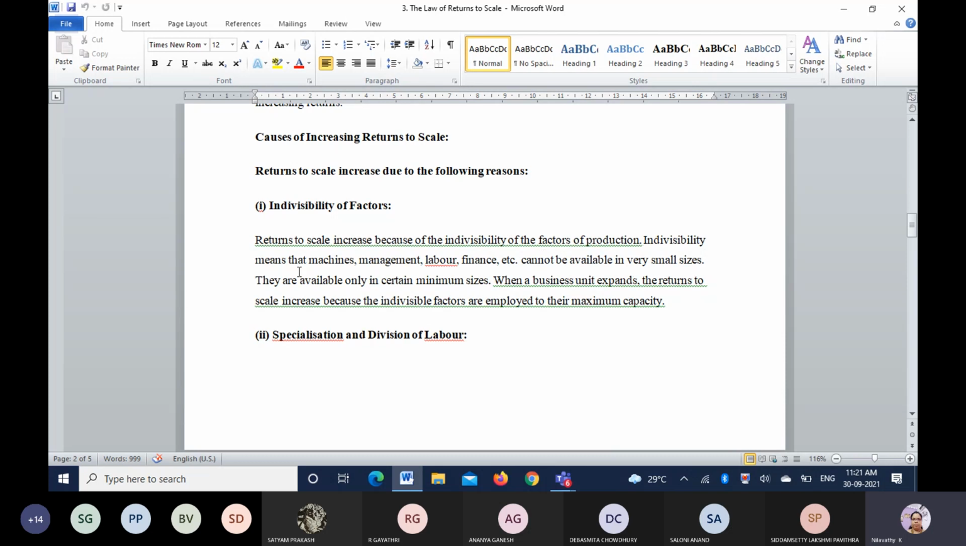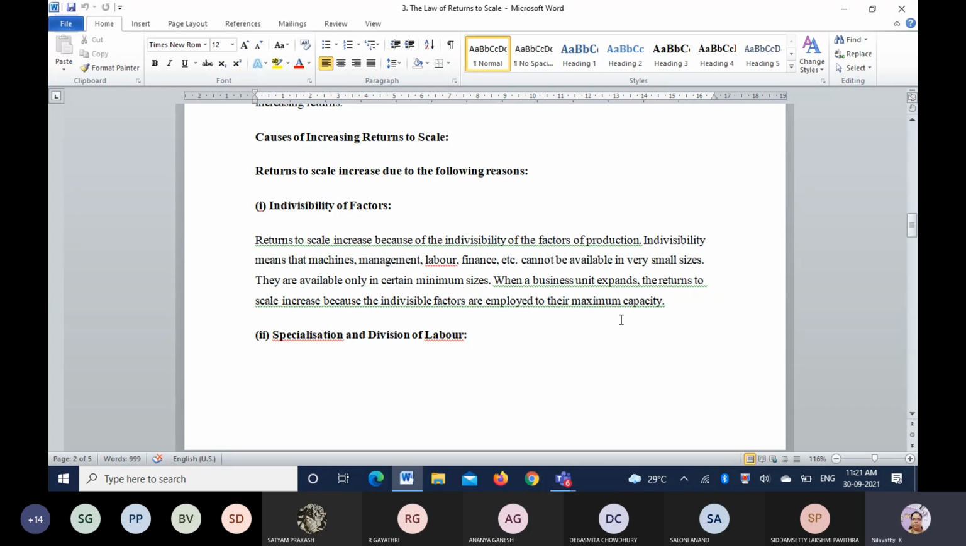Okay. So here they have given, you can see, indivisibility means like that of a machine, management, labor, finance, anything that you can take. It means that it cannot be available in a very small size. It has a particular size or particular capacity. So they are available only at a certain minimum size. So when a business unit expands, the returns to scale increase because the indivisible factors are employed to their maximum capacity. Okay, so this is what I explained.